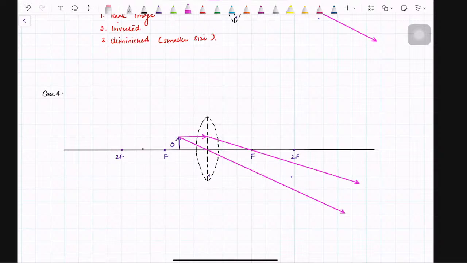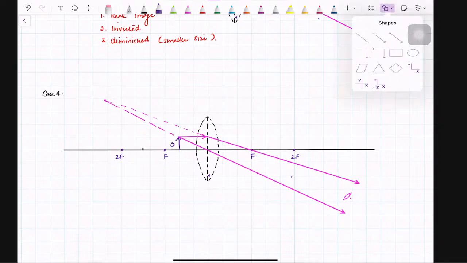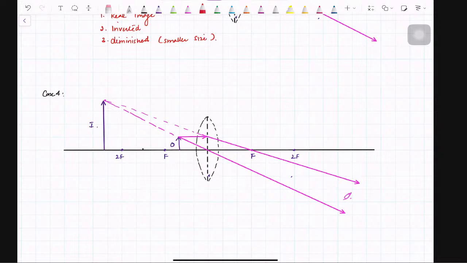Now if you see, these are not exactly meeting somewhere. So when you look from the eye, you perceive them to go like this. So your eye thinks that the image is being formed somewhere here. Do you understand? It's just perceived. So now the object is less than F, and the image will be greater than F.